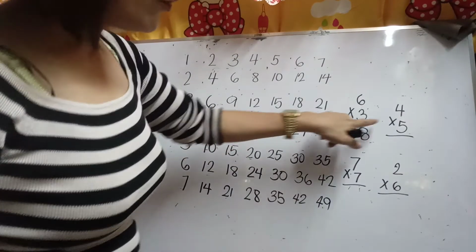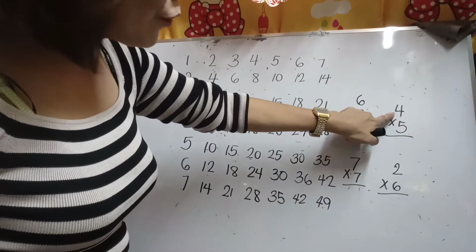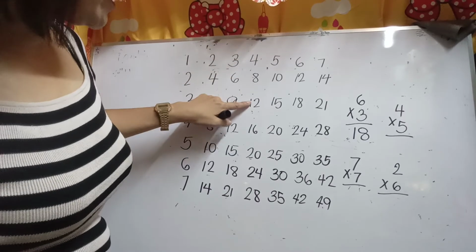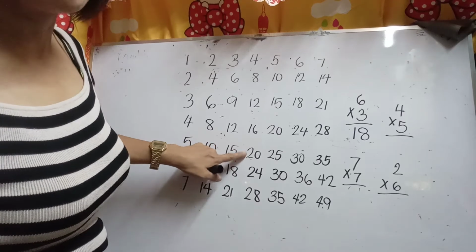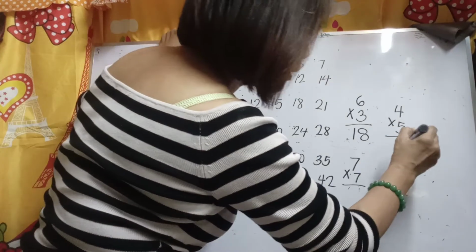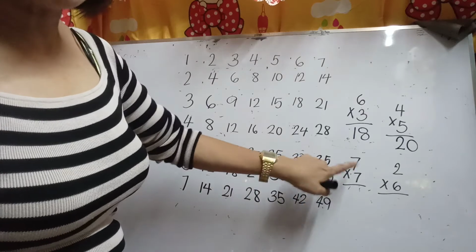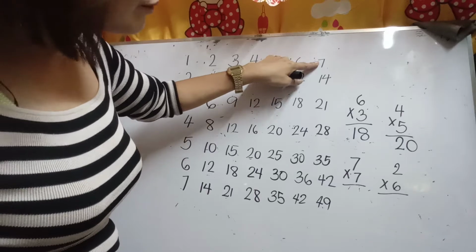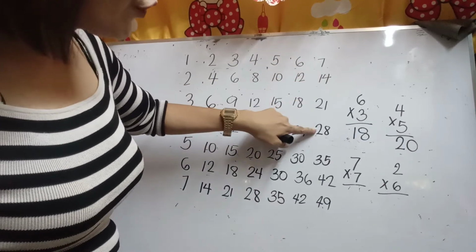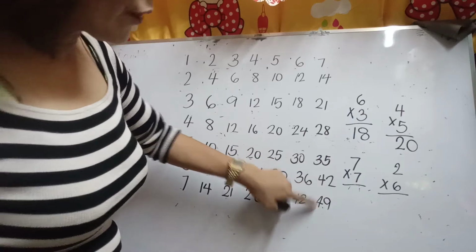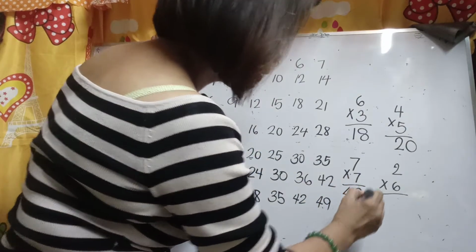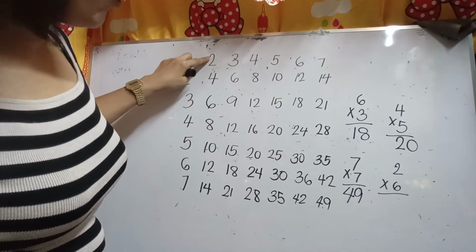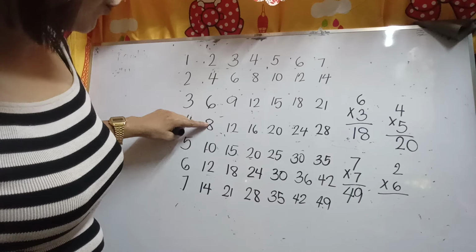And then here we have 4 times 5. Punta kayo sa 4, you go to 4, and then you count 5. So, 1, 2, 3, 4, 5. There you have it. You have 20. Then your answer would be 20. And then here we have 7 times 7. You go to 7, and then count 7: 1, 2, 3, 4, 5, 6, 7. There you have it, 49. And then here we have 2 times 6. Then you go to 2: 1, 2, 3, 4, 5, 6.